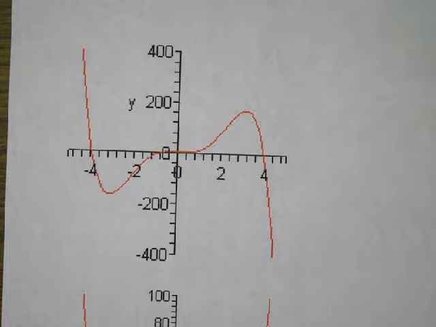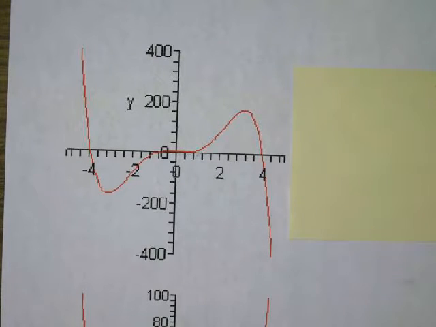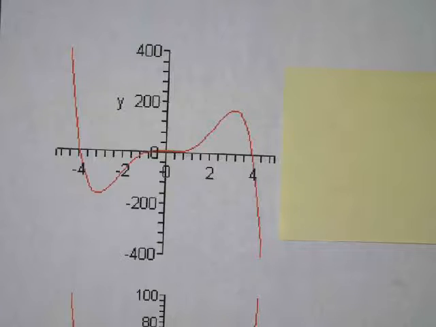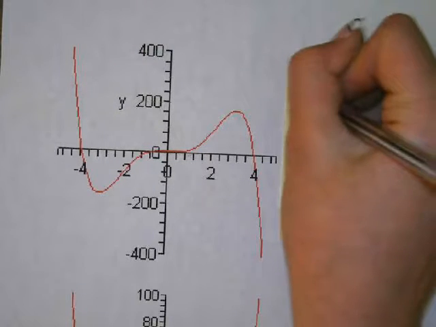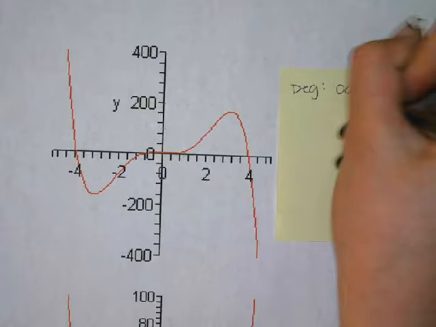If you look at this graph right here, is the degree going to be even or is it going to be odd? Odd. So this graph right here, we have some people saying the degree is odd. How do they know that it's odd?